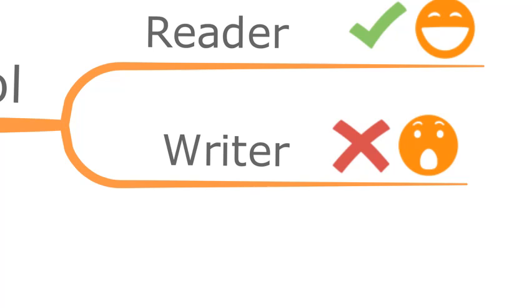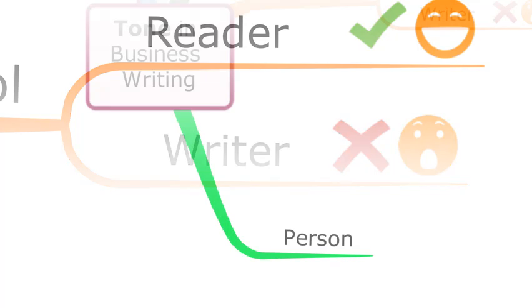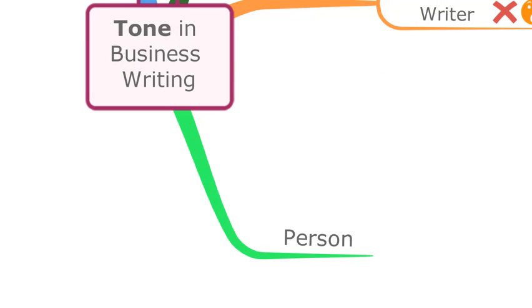Failures of tone come about when writers think they're in control, but in fact, readers are the ones who control the effect of a piece of writing, even if, in a sense, the writer is in the position of power, such as in the case of a boss writing to a subordinate. So let's take a look at one common area where tone goes wrong. That's person, whether to write in first person, second person, or third person.